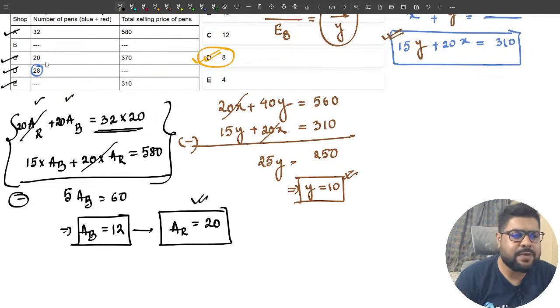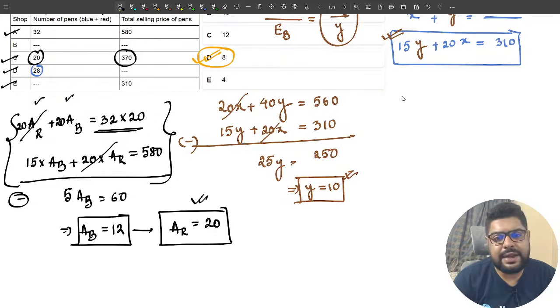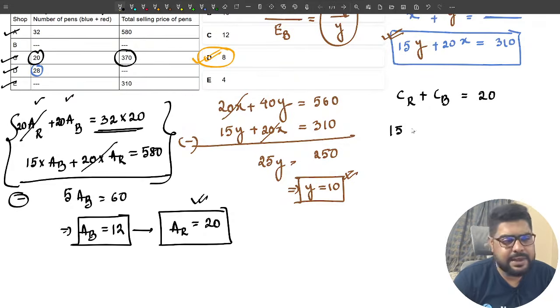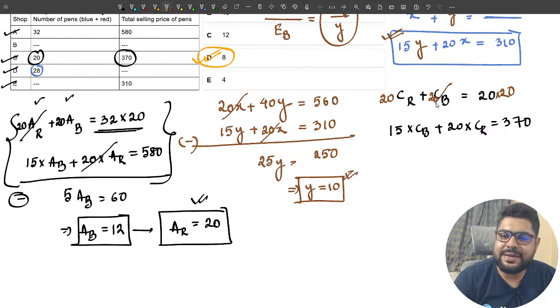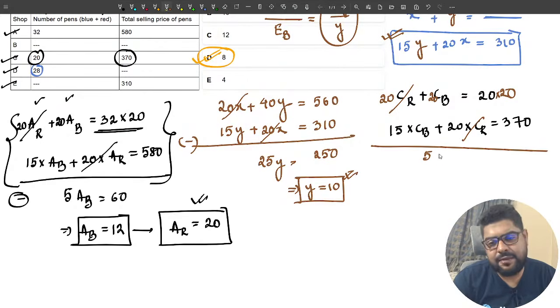So the C equations will be like this. I'm just writing it here, sir. C red pen plus C blue pen equals 20, and 15 times C blue pen plus 20 times C red pen should be equal to 370. चलो कैलकुलेट कर लेते हैं सर, कैसे? वही सर, multiply this by 20. So what will happen? CB, sorry. CR cancels. So we will be having 20 minus 15, 5 CB.